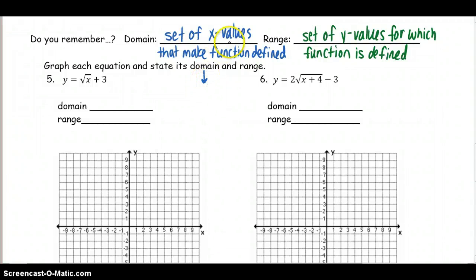Okay, remember the domain are the x values that make this function defined. So if you think about like when x equals 0, well, if x equals 0, I have the square root of 0, which is 0, plus 3, which is 3. That's defined. Right? If x equals 4, I have the square root of 4, which is 2, plus 3, that's 5. So it's defined. Right?